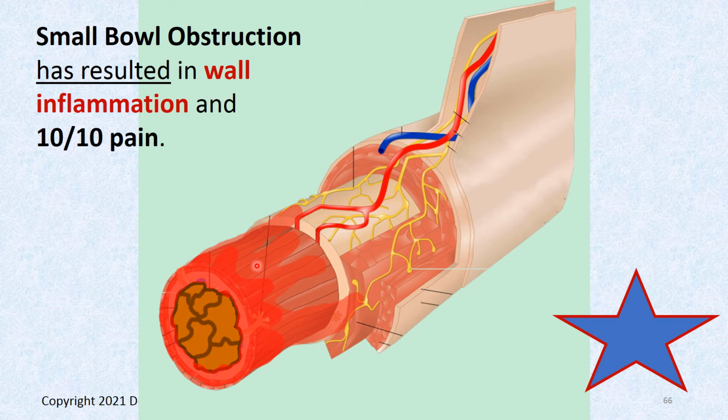And if something's not done, the bacteria can eat a hole right through here. And if all this stuff dumps into the peritoneal cavity, you can get peritonitis. You can get into the bloodstream really quickly that way.